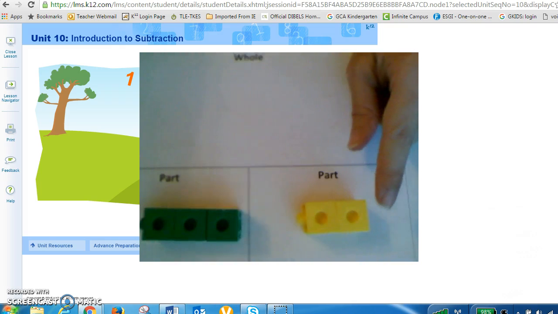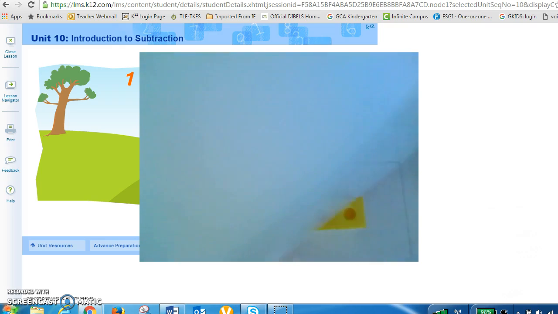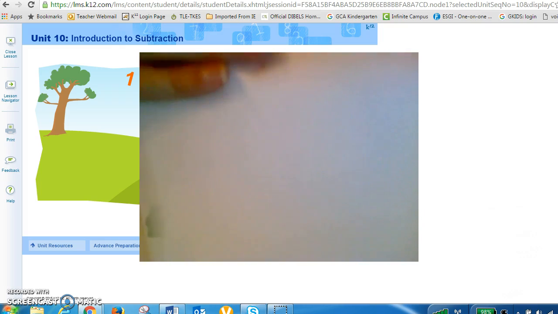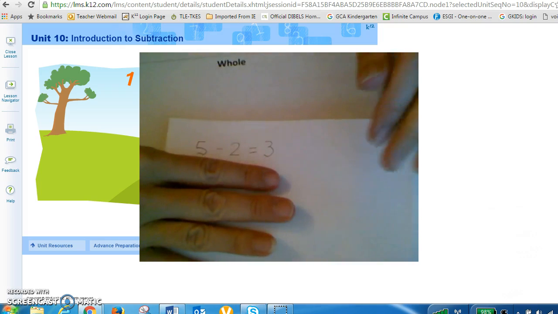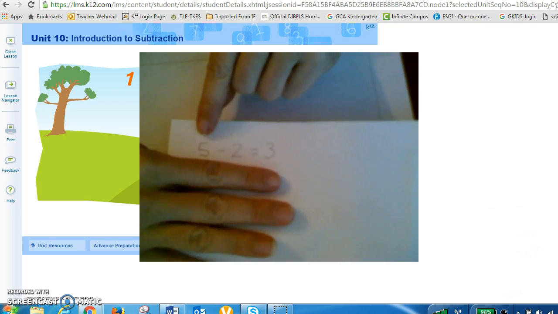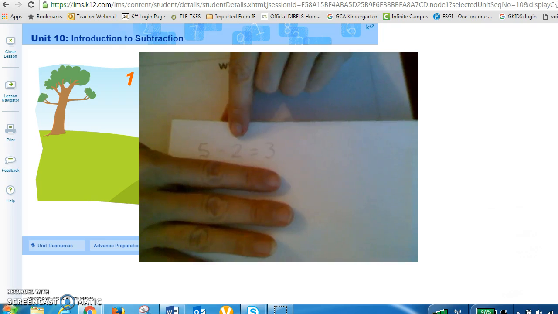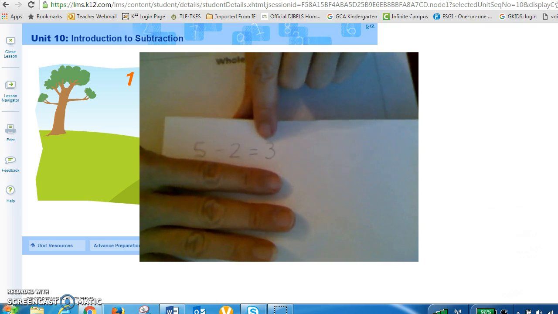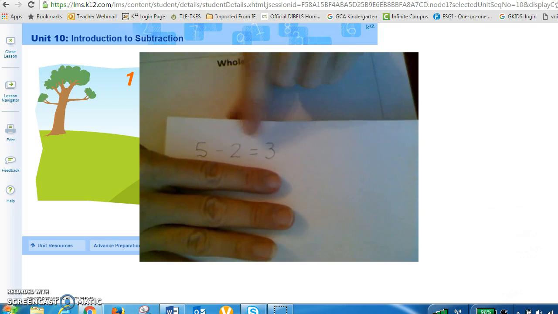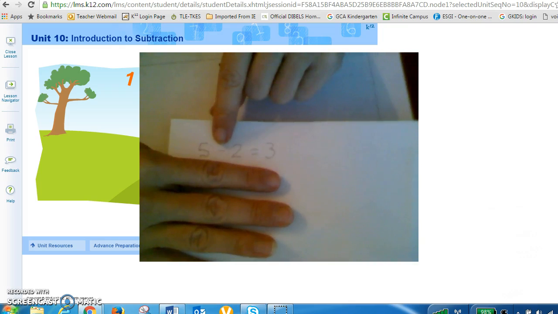Now we can write that using our symbols. We have 5 minus or take away 2 equals 3. That is our subtraction symbol. It is a dashed line.